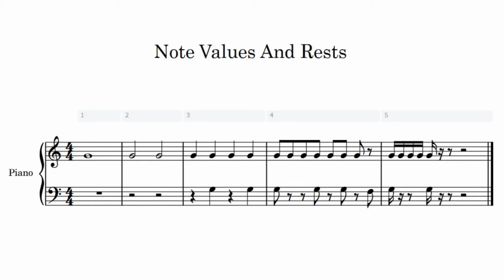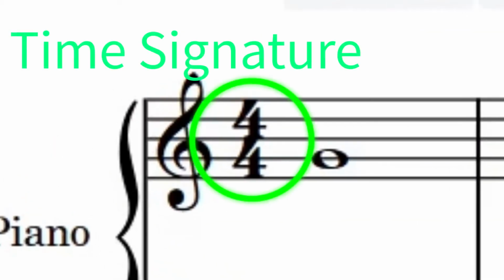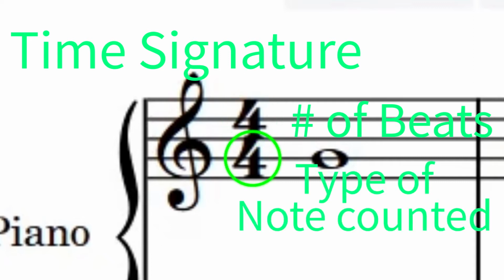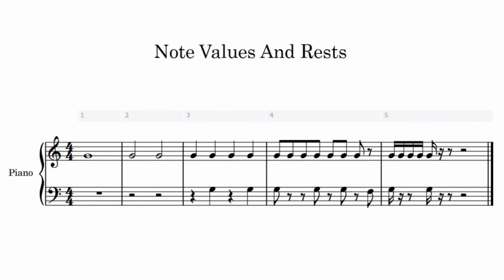To know the value of a note, you need to look at the time signature. The time signature is indicated with two numbers, one on top and one on the bottom. The top one indicates the amount of beats in a bar, and the bottom one indicates what we are counting. So today we're going to be looking at 4/4. Another way of saying it is common time.